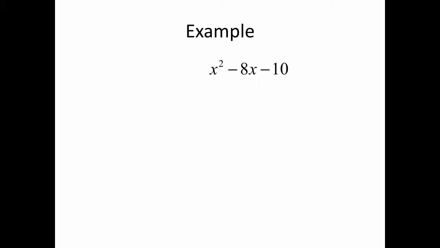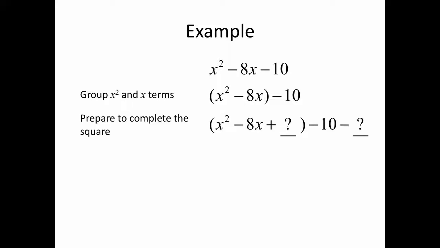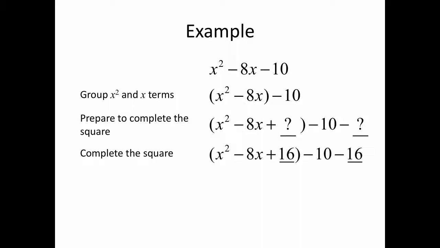Let's try one more example. x squared minus 8x minus 10. Again, group the x squared and x terms together. Open a space for completing the square. In this case, negative 8, half of that is negative 4. Squared is 16, so that's what will complete the square. And you'll notice that we put the 16 both inside the parentheses and out to compensate.